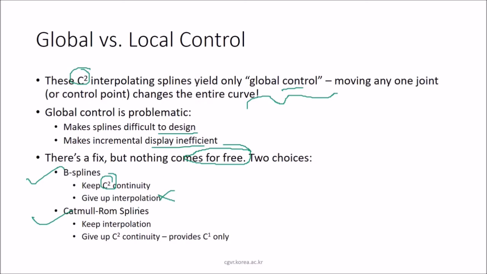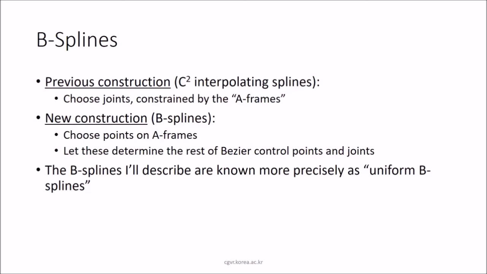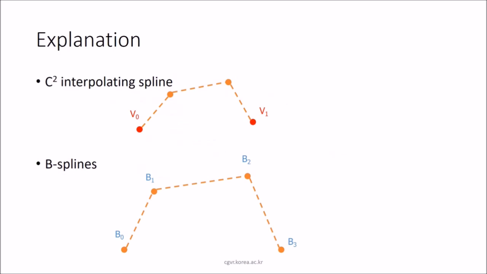In Catmull-Rom splines, we keep interpolation and give up C² continuity, and provide only C¹. In B-splines, because the previous construction was C² interpolating splines, we choose joints constrained by the A-frames. In this new construction of these splines, we choose points on A-frames and let this determine the rest of the Bezier control points and the joints. So the B-splines, you can describe more precisely as uniform B-splines. This is the explanation of C² and B-splines.